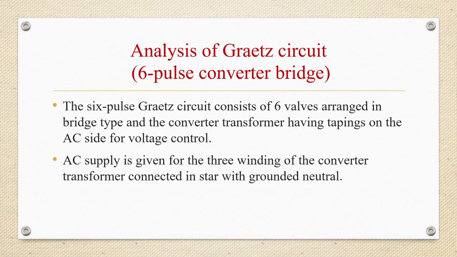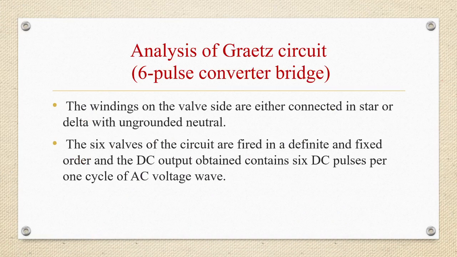6-pulse grid circuit consists of 6 valves arranged in bridge type and converter transformer having tappings on the AC side for voltage control. AC supply will be given for the 3 windings of the converter transformer connected in star with grounded neutral. Windings on the valve side will be either connected in star or delta with ungrounded neutral. 6 valves of the circuit will be fired in a definite and fixed order and DC output obtained contains 6 DC pulses per 1 cycle of AC voltage wave.